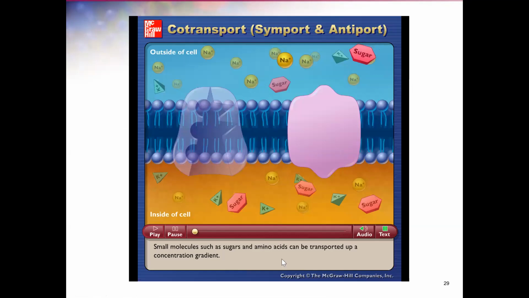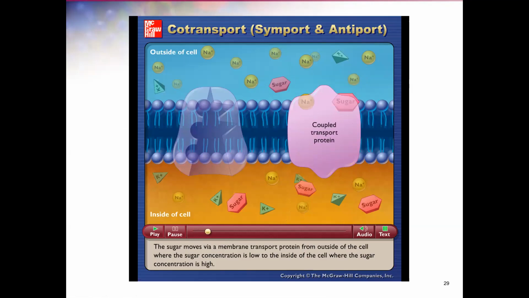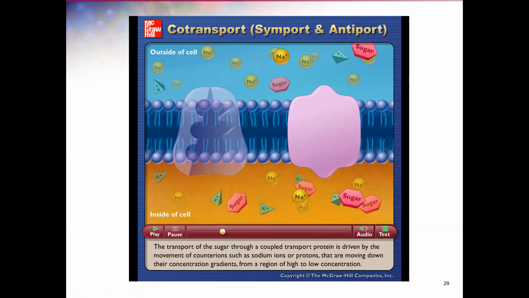Then you can see the video. Small molecules, such as sugars and amino acids, can be transported up a concentration gradient. The sugar moves via a membrane transport protein from outside of the cell where the sugar concentration is low to the inside of the cell where the sugar concentration is high. The transport of the sugar through a coupled transport protein is driven by the movement of counterions such as sodium ions or protons that are moving down their concentration gradients from a region of high to low concentration.